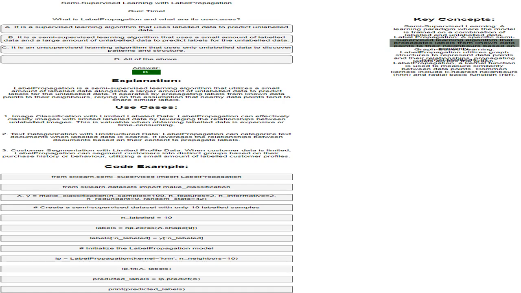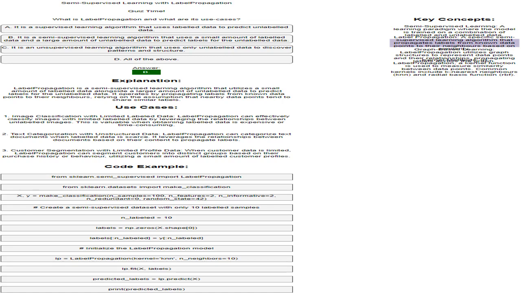Customer segmentation with limited profile data. When you have limited customer profile information, label propagation can segment customers into distinct groups based on their purchase history or behavior by leveraging a small amount of labeled customer profiles. Social network analysis. Label propagation can be applied to social networks to identify communities or clusters of users based on their interactions and connections. This can be useful for targeted marketing or understanding user behavior.